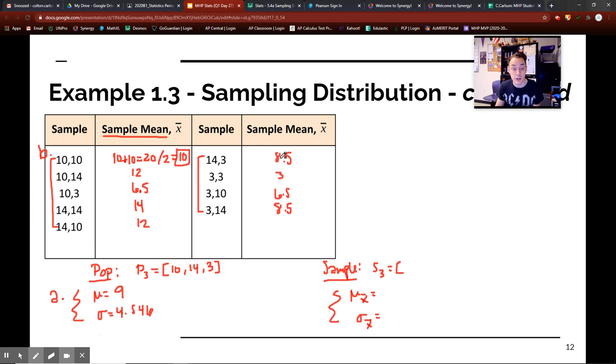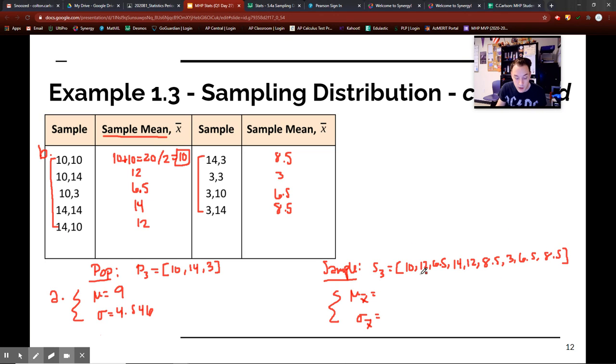Perfect. This is what you should get. If you got that, fantastic. So these are all my sample means. I'm actually now going to list them all out. So this is 10. This is 12. 6.5. This is 14. 12. And then 8.5. 3. 6.5, and then 8.5. So these are all my sample means just listed out.